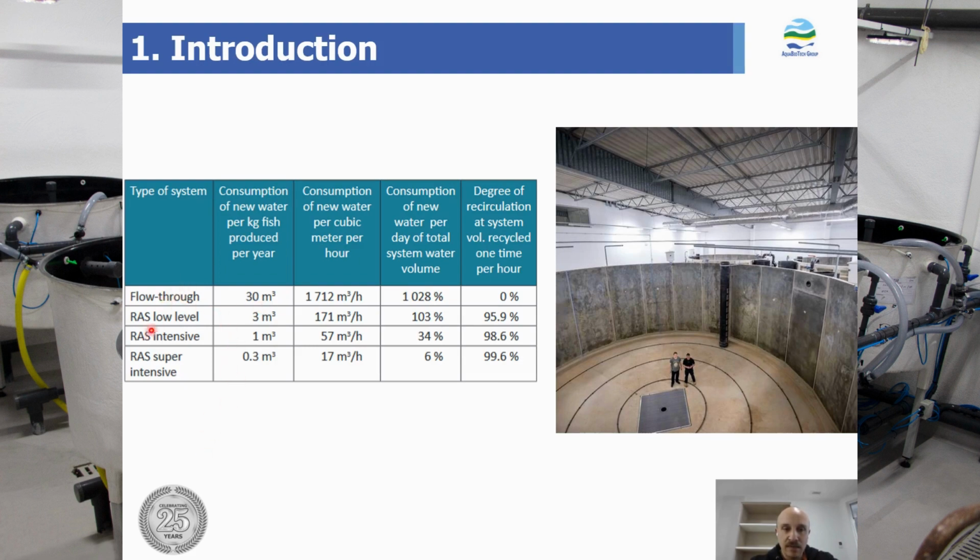As you can see, even in a RAS of what is called low level, so not necessarily with a highly intensive recirculation, you have 10 times less water used per kilogram of fish. If you actually go towards an intensive RAS, you end up having 100 times less water consumed for the same amount of fish produced. This is an enormous advantage in aquaculture.